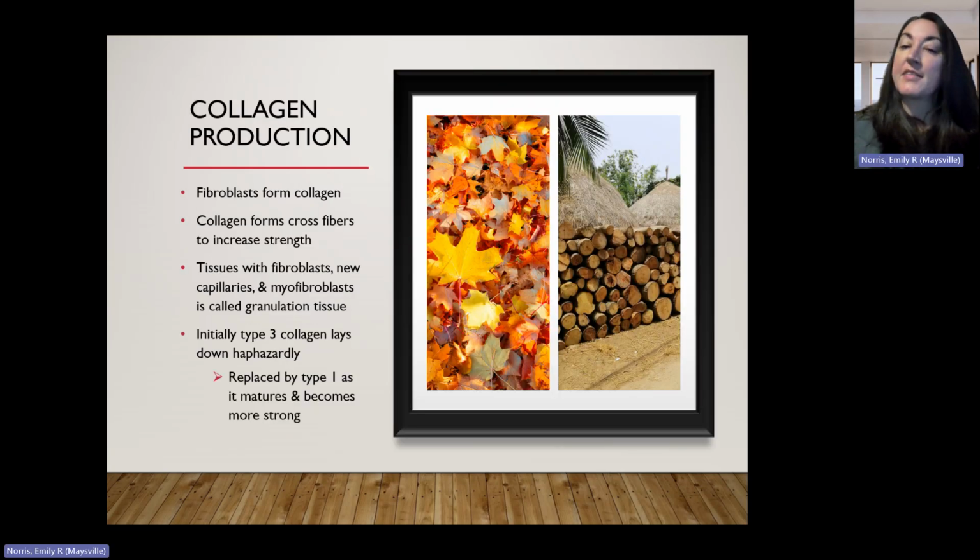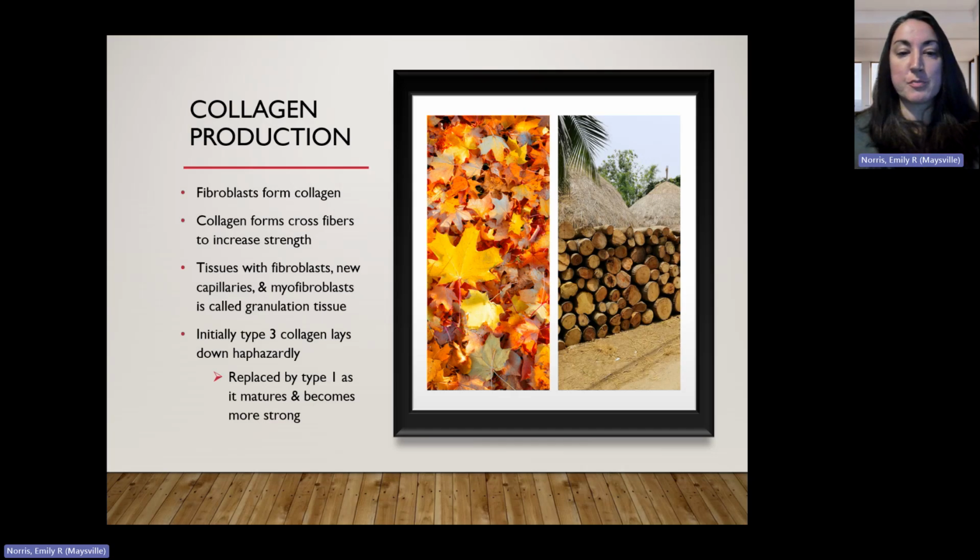Collagen production's happening at the same time. The interesting thing about collagen is when it's first produced, it's just thrown down haphazardly. That's why I have that picture of the leaves here, it is just thrown down any old way. It is not organized. It is not lined up to be useful tissue. It's just thrown down to start creating tissue structures there to be used. So fibroblasts are what form the collagen. Cross fibers increase the strength of the tissues.